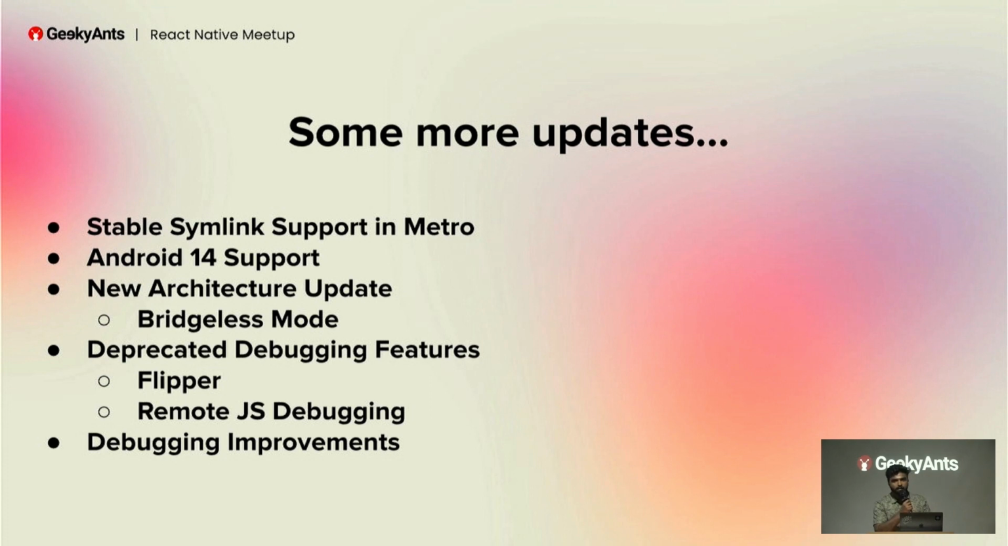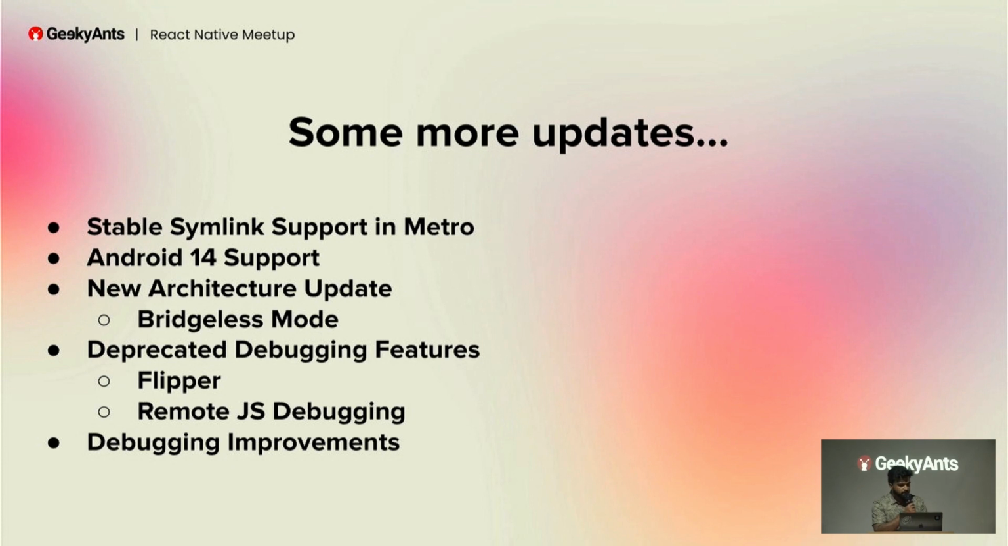And also the biggest upgrade on the new architecture, Bridgeless mode, has been rolled out. Earlier we had TurboModules and Fabric rolled out to the new architecture, but now with Bridgeless mode being updated, it is more or less completely bridgeless for React Native applications now.